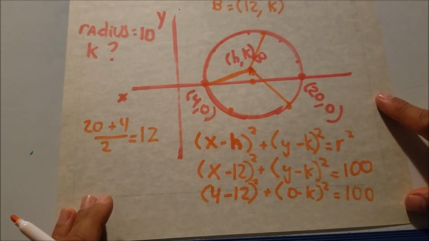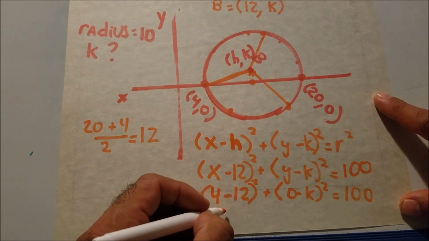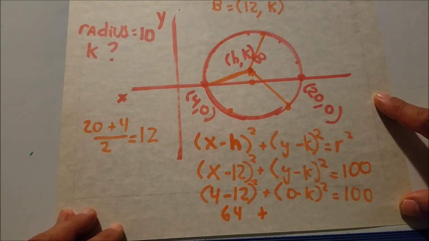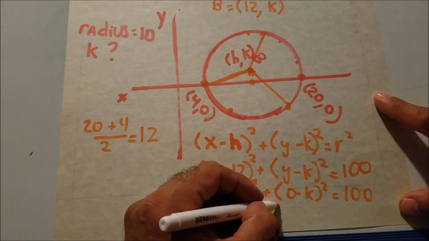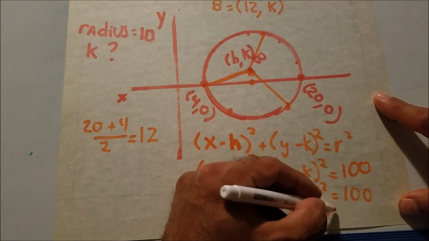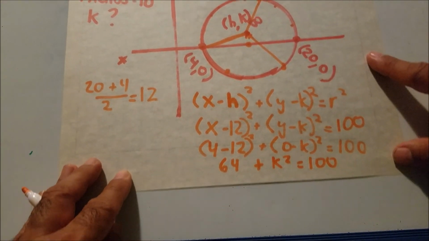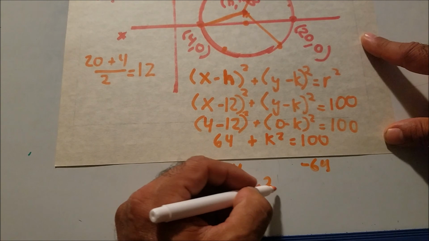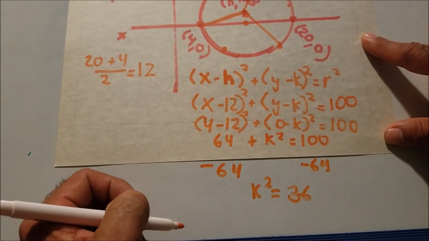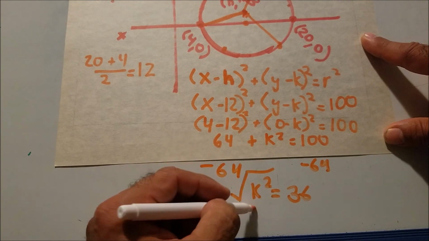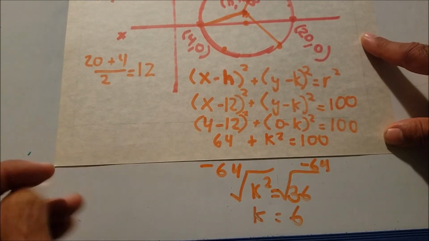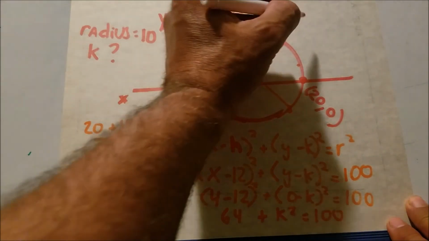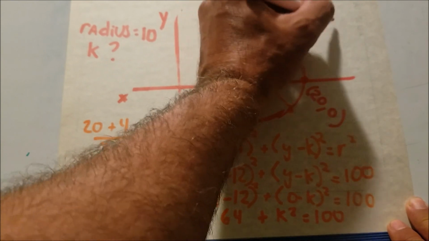So 4 minus 12 is negative 8. You don't care if it's negative, because negative 8 squared is going to give you 64. And 0 minus k is going to be negative k. Negative k squared is just k squared equals 100. Then you can just do some algebra. We're going to minus the 64 on both sides. And we're going to say that k squared is going to equal 36. And the square root of k squared is k, and the square root of 36 is 6. So k is 6. So our answer will be 12, 6. So when we come all the way down here, b is 12, 6.